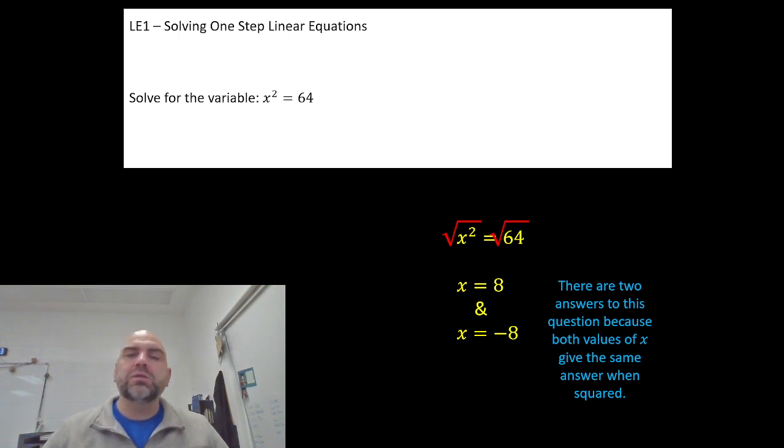Anytime we see a question like this, we will have to go through and do two different versions of it. We'll have to do the positive version, so when we get a positive 8, and we'll have to do the negative version when we get a negative 8. So be careful with that when we have squares.